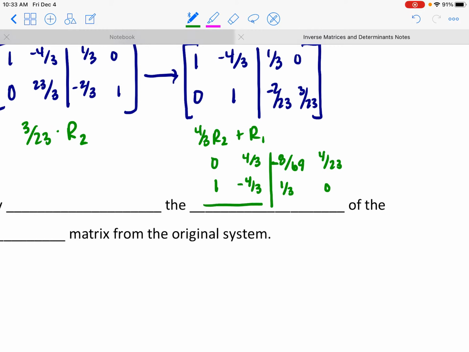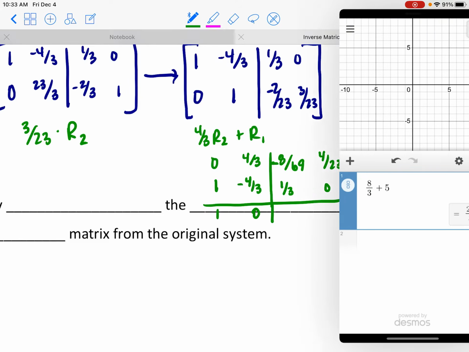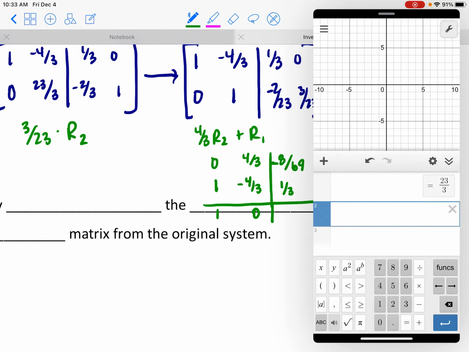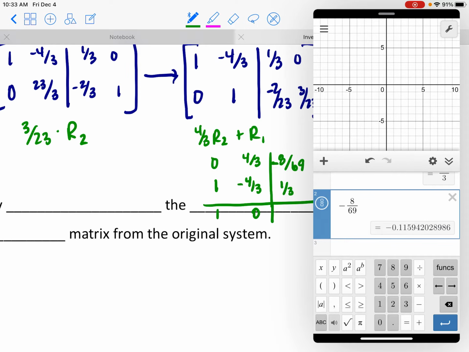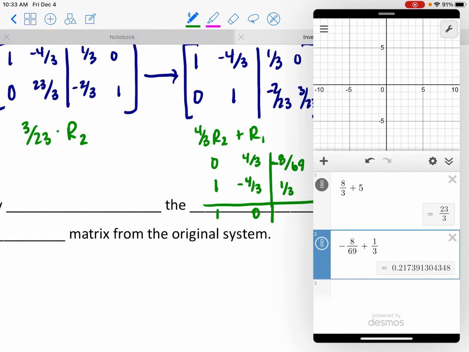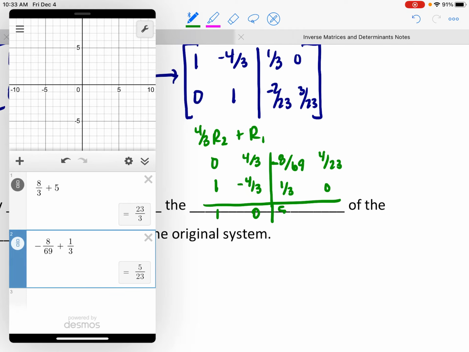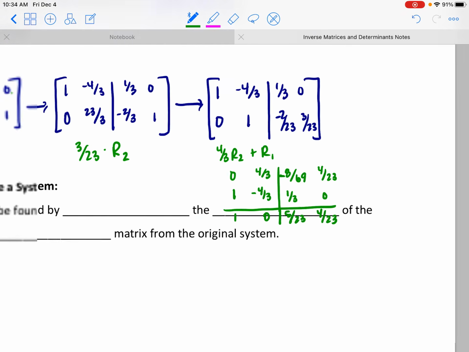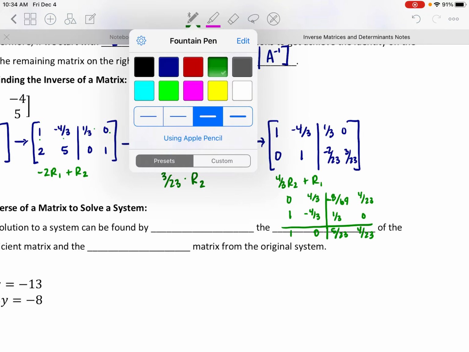and that's going to give me my new row 1. So I get 1 here, and the 0, which is what I needed. Negative 8 over 69 is going to be added to a third, and that's going to get me 5 over 23. So 5 over 23. And then 4 23rds and 0 is still 4 23rds. And that is my new row 1.